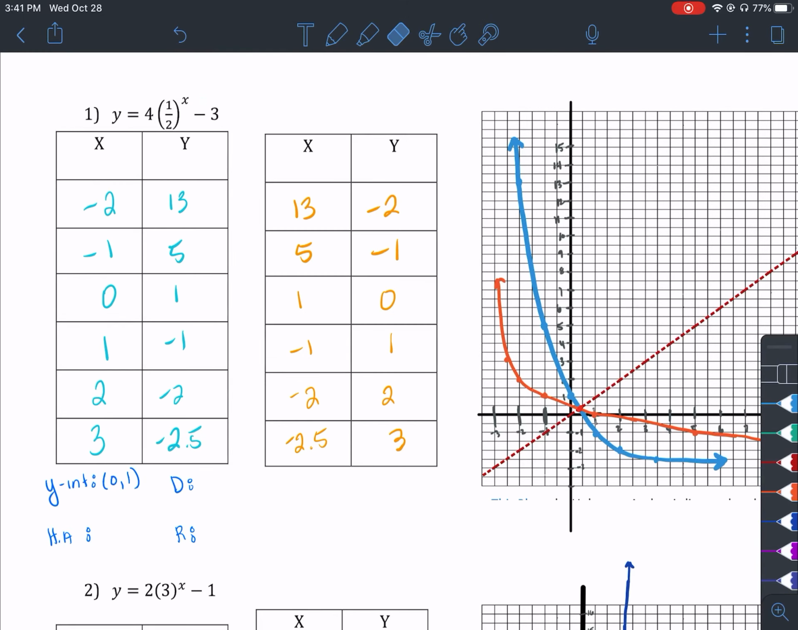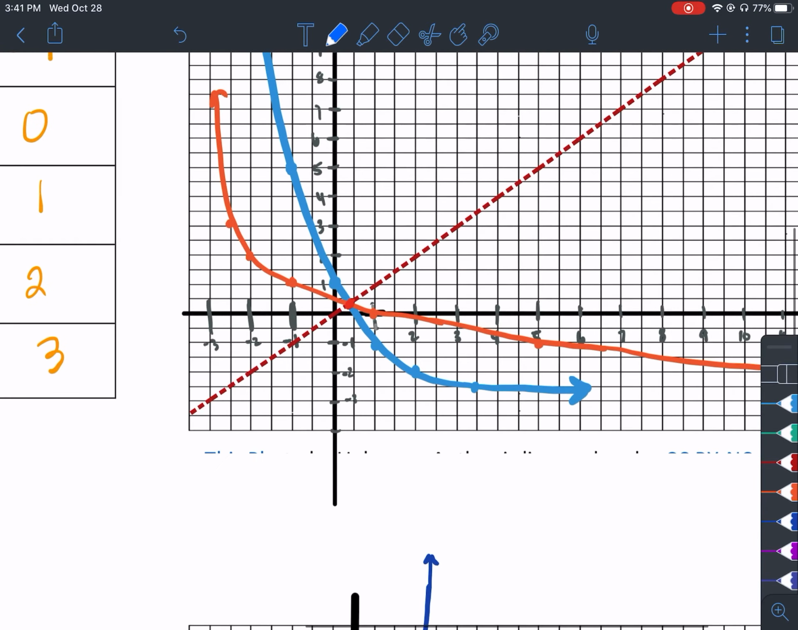All right, so as we keep looking, the next thing then is asking about the horizontal asymptote. We know that our horizontal asymptote is our k value, which sends me to y equals -3. We can actually come over here and sketch that in.